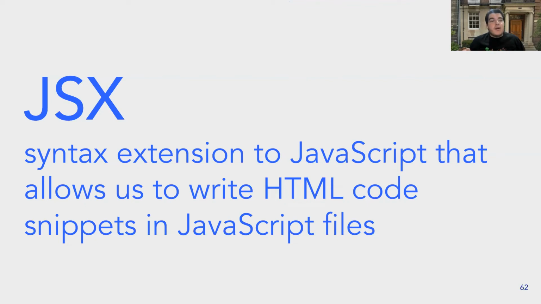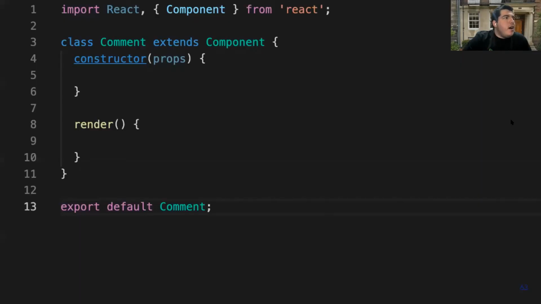Normally, you can't write HTML code, like divs with the self-enclosing tags, in JavaScript, because it's a different language and doesn't know how to compile it. But JSX is a syntax extension that allows us to do it. So we'll show you how that works.